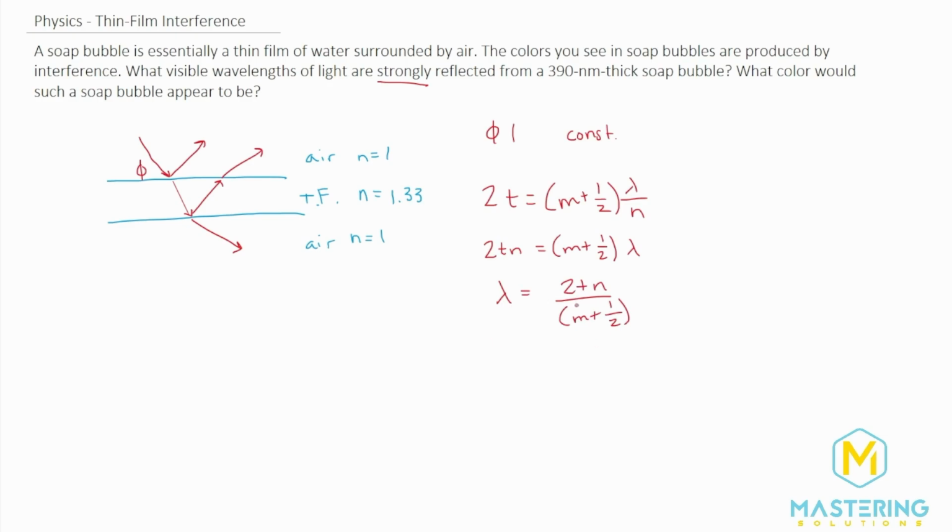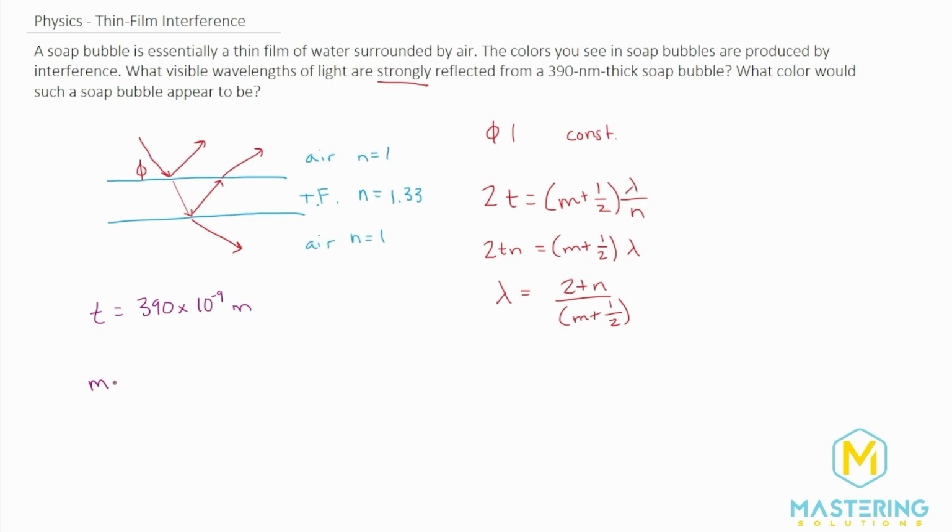So now we have our equation, and we have pretty much all the information here. The only other thing that they give us is the thickness. So t over here will be 390 nanometers. And we want to figure out what visible wavelengths are strongly reflected from this. Since they say visible wavelengths, what we'll basically have to do is start with m as 0 and work our way up until we're outside of visible wavelengths.